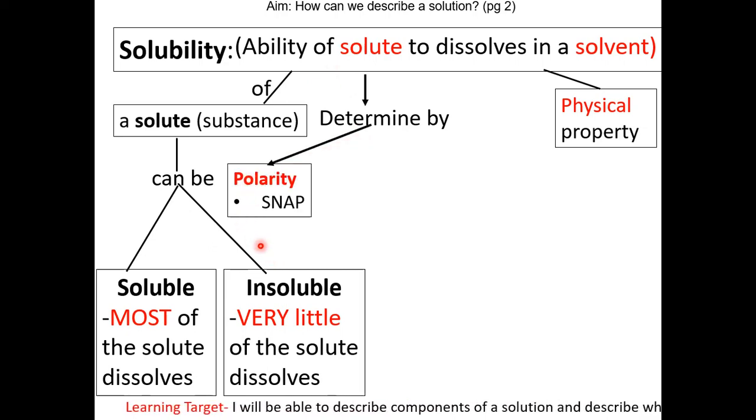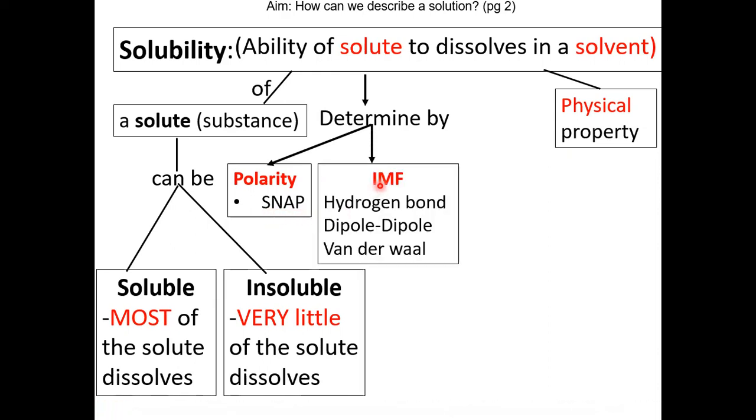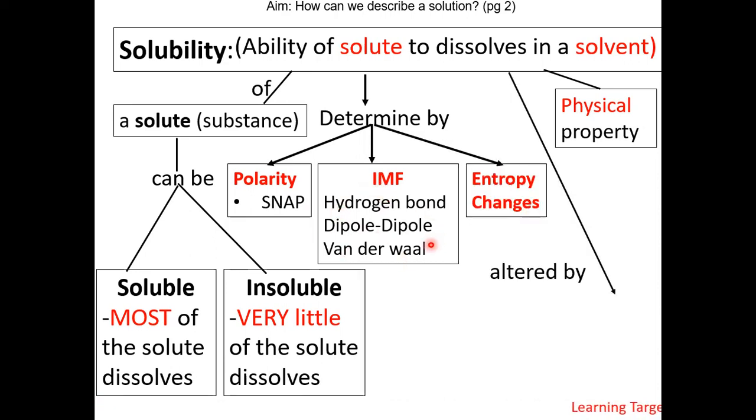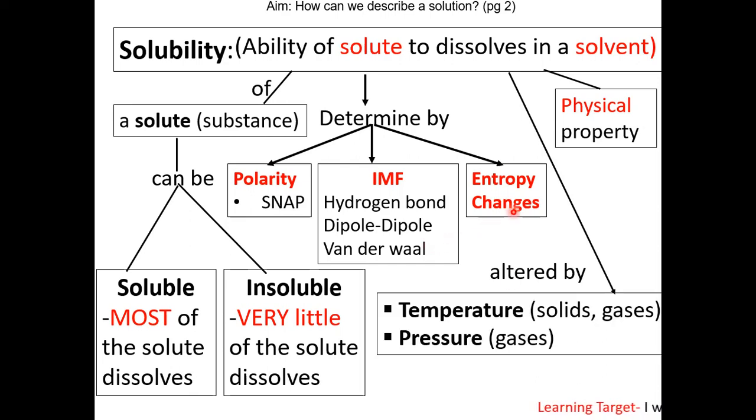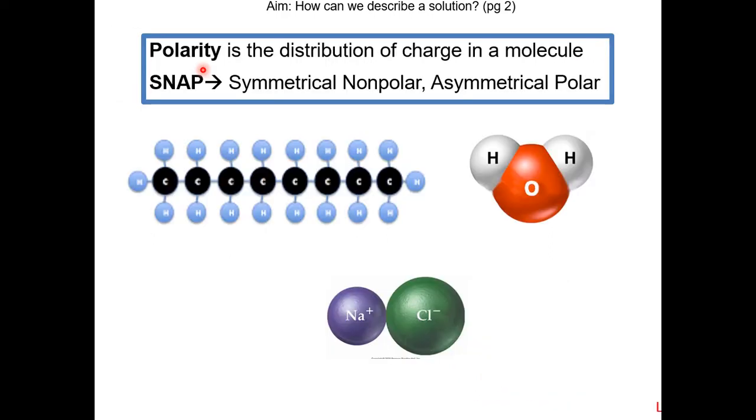Polarity, the charge distribution in a molecule. SNAP: symmetrical nonpolar, asymmetrical polar. Intermolecular forces, and here are some examples of those, and entropy changes. Solubility can be altered or changed by the temperature, in the case of solids and gases, or pressure, only gases. Just to review from Unit 5, polarity is the distribution of charge in a molecule.